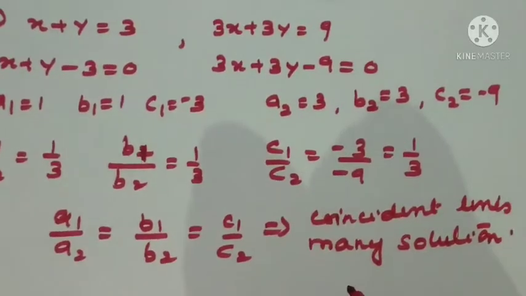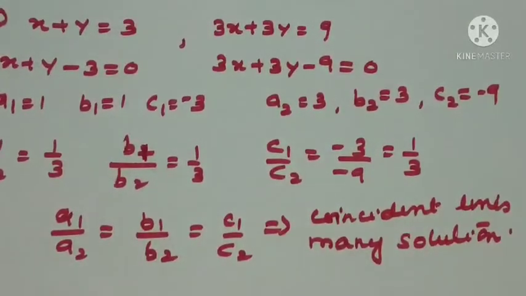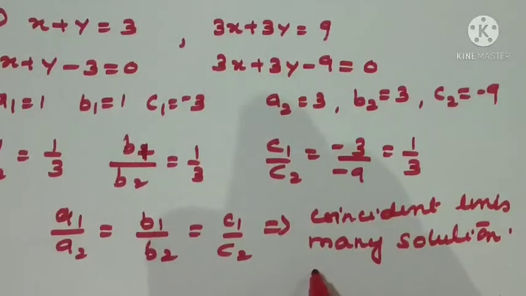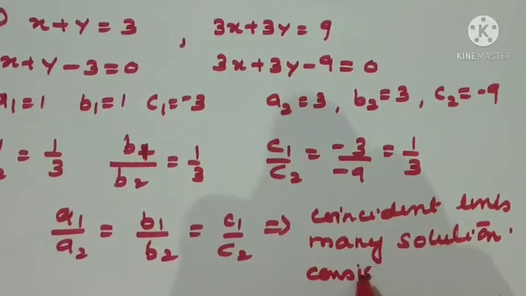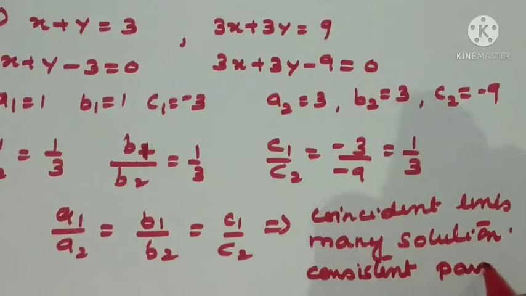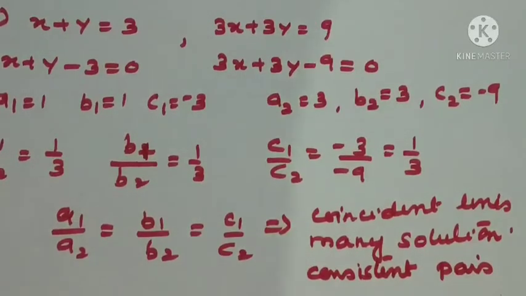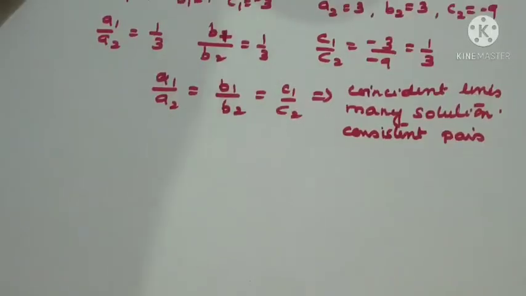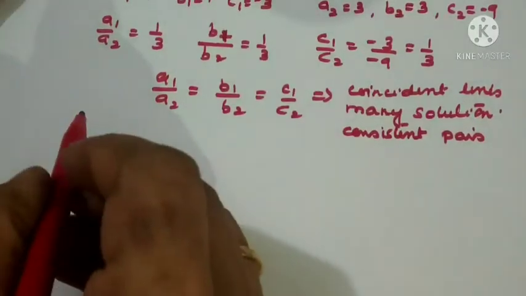If it is many solutions, we can write many solutions, it is a consistent pair. If it is a consistent pair, what we should do? We should draw the graph. So we need the solutions.